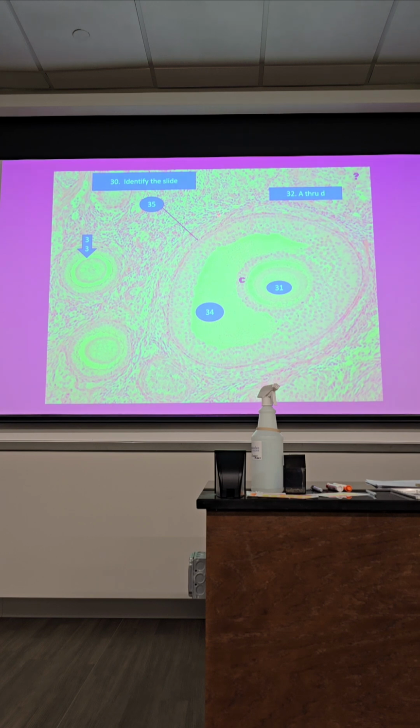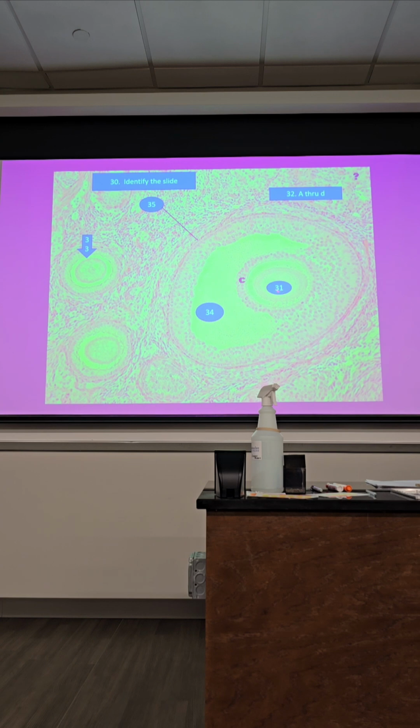Well, what is this here? Carlos, what's this here? This is the vesicular follicle, the tertiary follicle. How do we know that this is a tertiary follicle? We see the structure here. The space, this is an antrum.